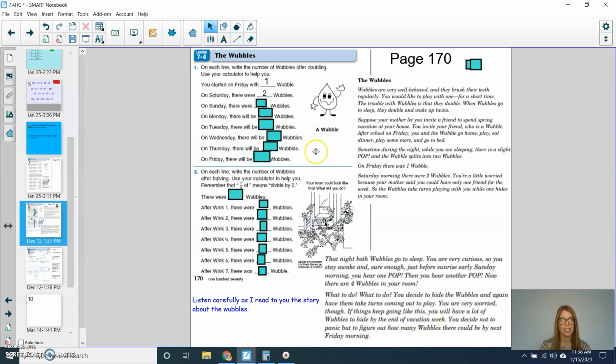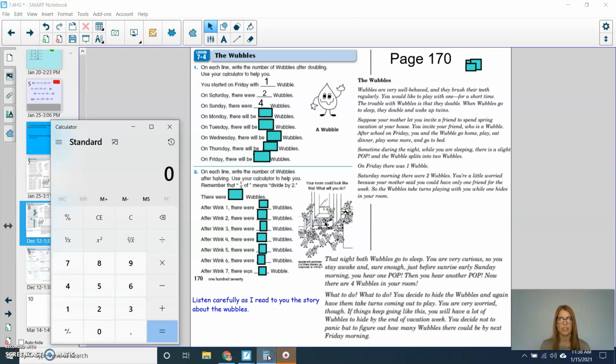All right, second graders. Our Wubbles, we're going to notice, are doubling. And they told us one more thing. They said that on Sunday there were now four Wubbles. So we are going to keep doubling our numbers to figure out how many Wubbles there are on Friday. Now if you'd like to use your calculator, I'll show you a little trick.